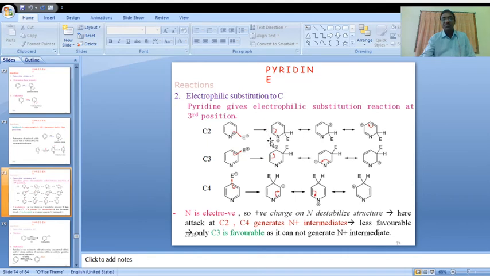It is an unstable structure. Nitrogen is an electronegative atom. Always it holds negative charge on the heteroatom. But here we are getting a positive charged nitrogen resonance structure. It is an unstable, destabilized structure. From C2, one of the destabilized structures we are getting.